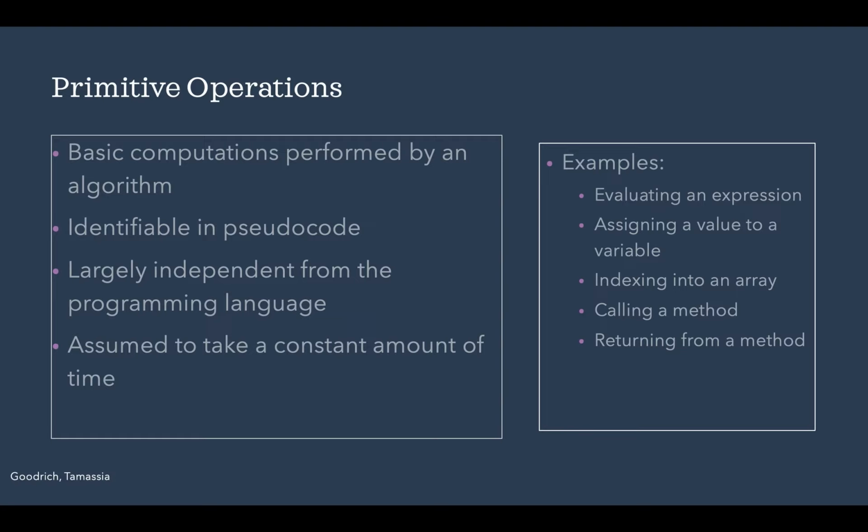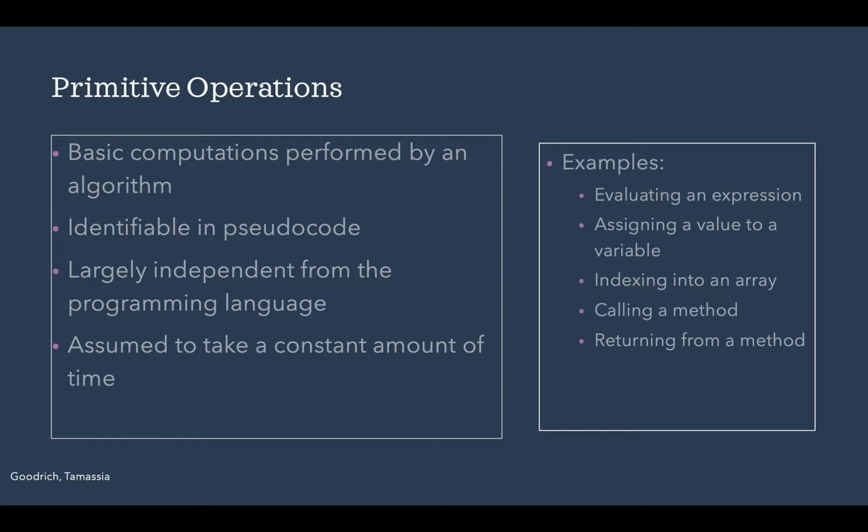Evaluating an expression, assigning a value to a variable, indexing into an array, calling a method, and returning from a method are all called primitive operations. These primitive operations are actually part of your code. They take a constant amount of time, but what varies is how many times these primitive operations are invoked.